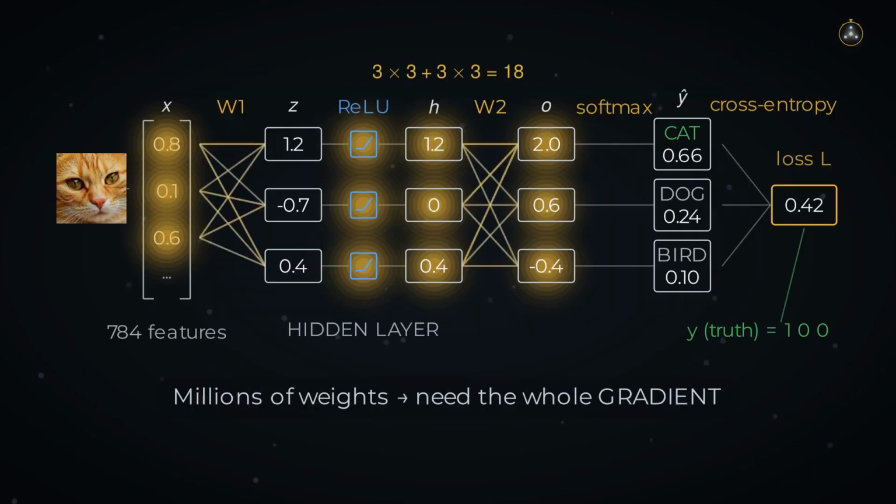Now count the weights. Thousands here, millions in a real network. Gradient descent needs every derivative, fresh, at each step. Together they form the gradient. Getting 1,000,000 of them is the real problem.